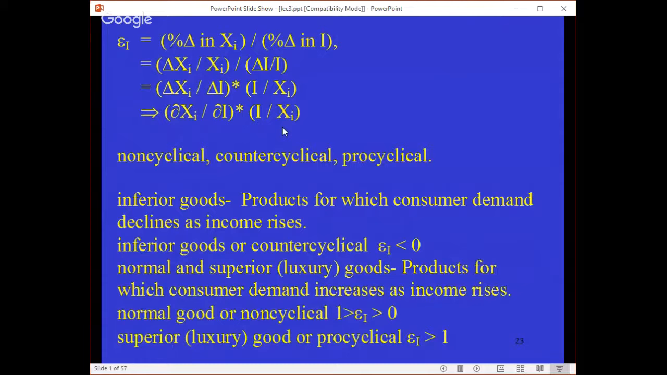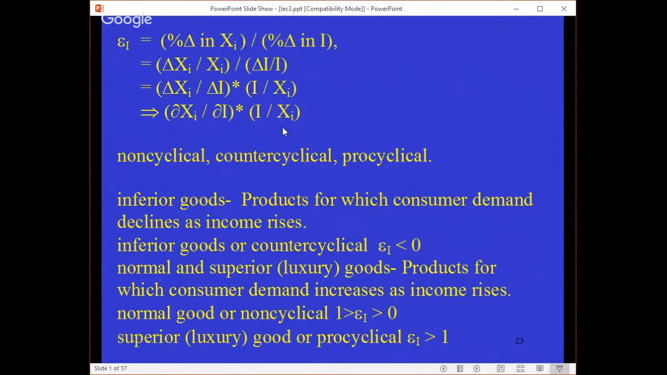Now, we already spoke about when these are inferior goods. The income elasticity is going to be negative. When they're normal goods, the income elasticity is going to be between 0 and 1. And when they're luxury goods, income elasticity is going to be greater than 1.